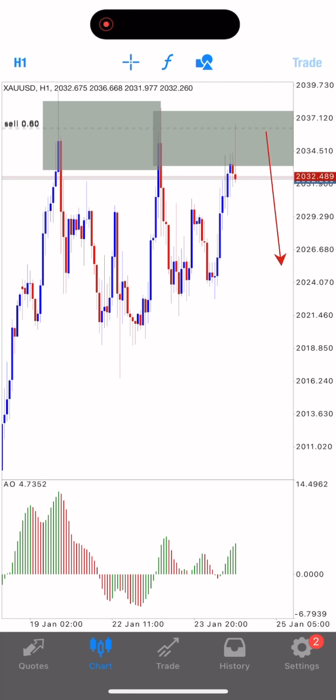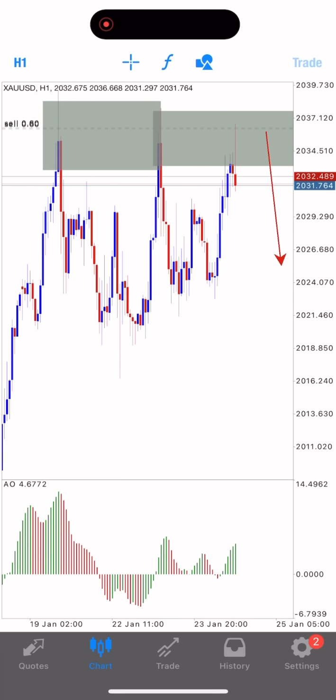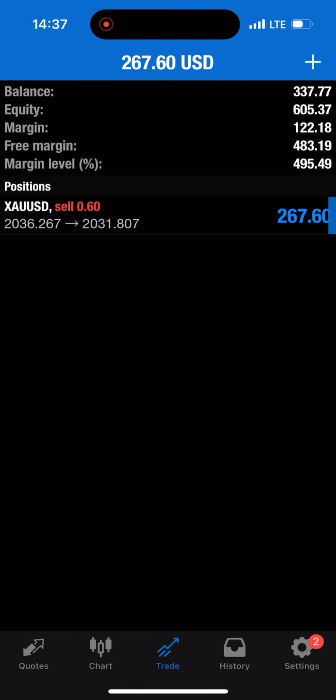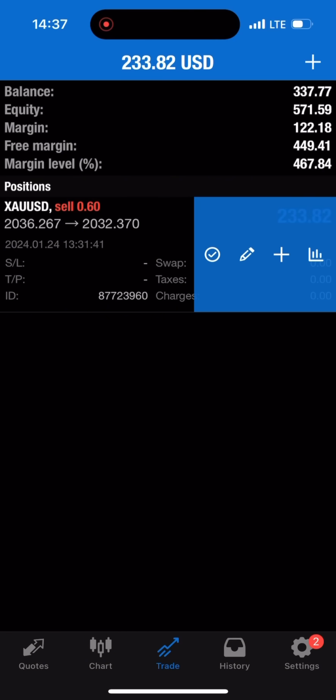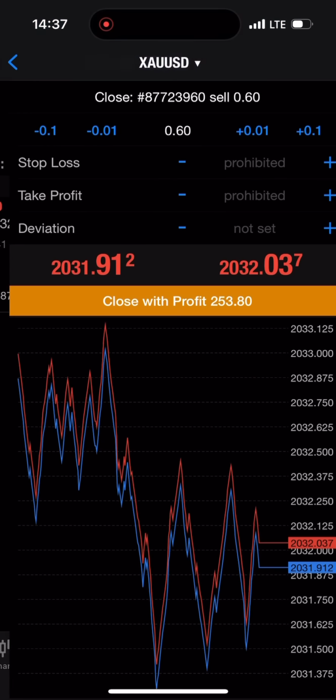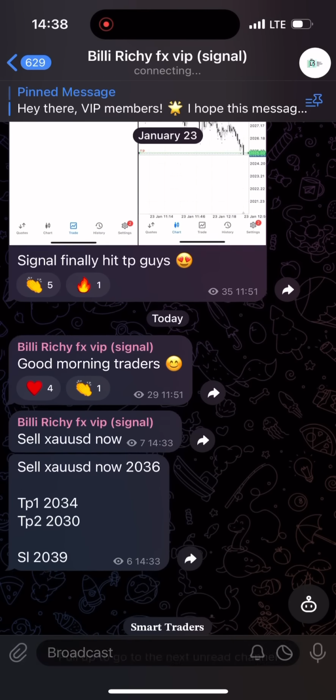So guys, this is a new setup, that's why it is very very volatile. The market is just dropping. I'm gonna be closing my positions now, guys. Let me just close and secure the bag. I've closed my profit at 591.57.